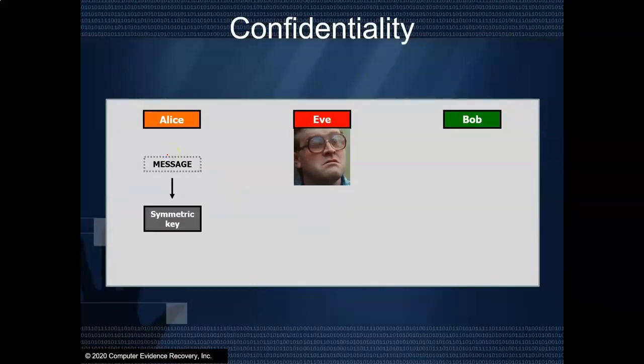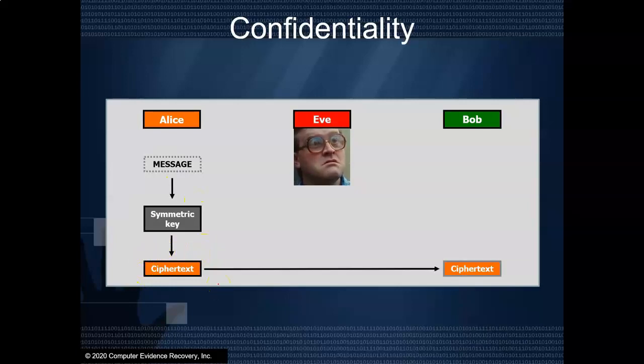Alice has a message that she wants to send to Bob. So she uses a symmetric key to encrypt the message and turn it into a ciphertext. She sends that ciphertext over to Bob. Bob uses the same symmetric key to decrypt it, because remember, the symmetric key is the key that encrypts, is also the key that decrypts. This is great for confidentiality.